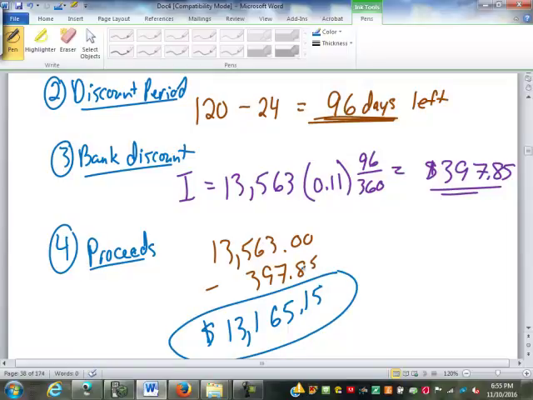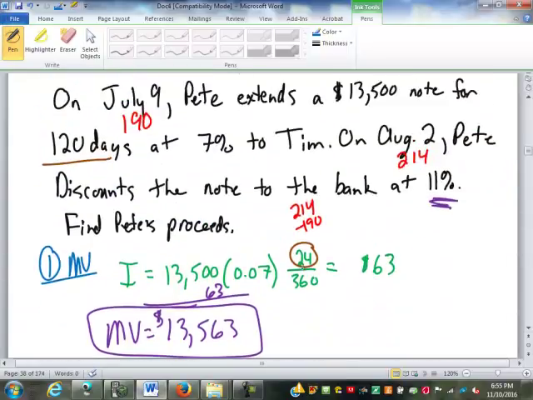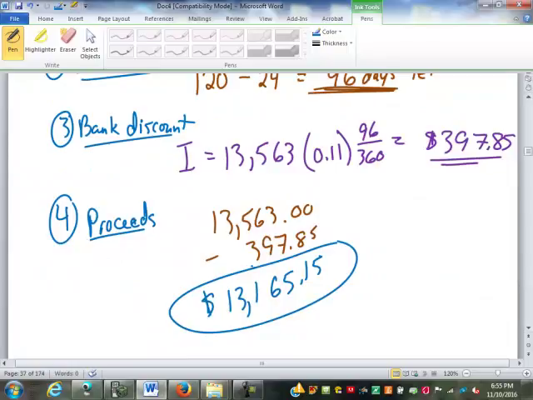So there, Pete loses money. He lent out the $13,500. He's only going to get $13,165. But he got his money earlier. It's the time value of money.